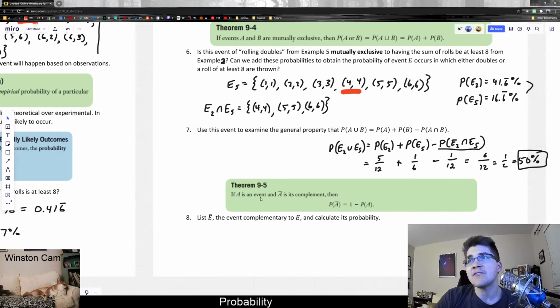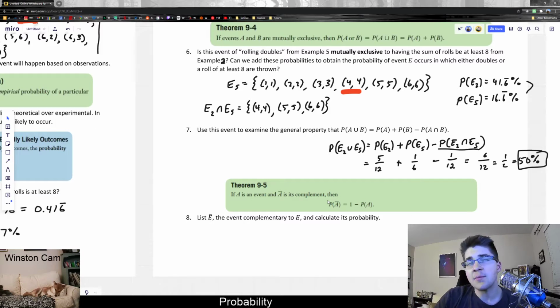It says if A is an event and A bar is its complement, then the probability of the complement set is equal to 1 minus the probability of the original set. And this is a really obvious property once you get why. So let's dive into this and see why this makes sense.